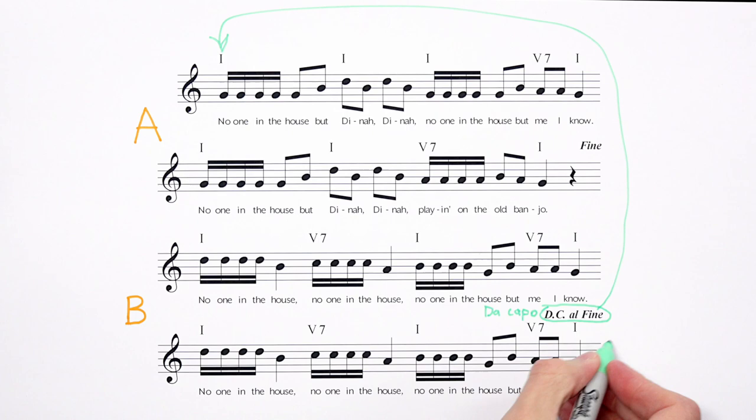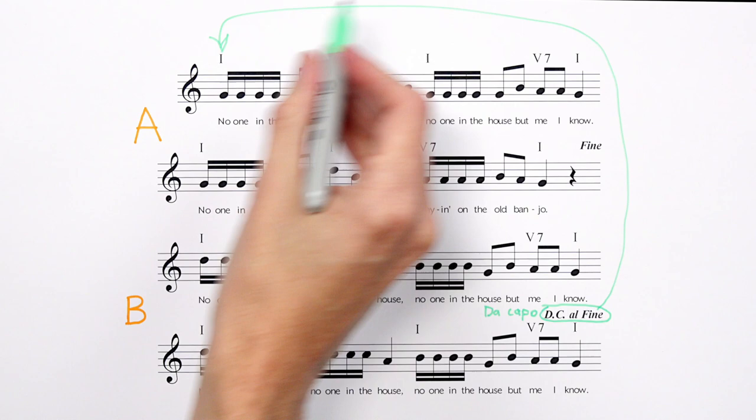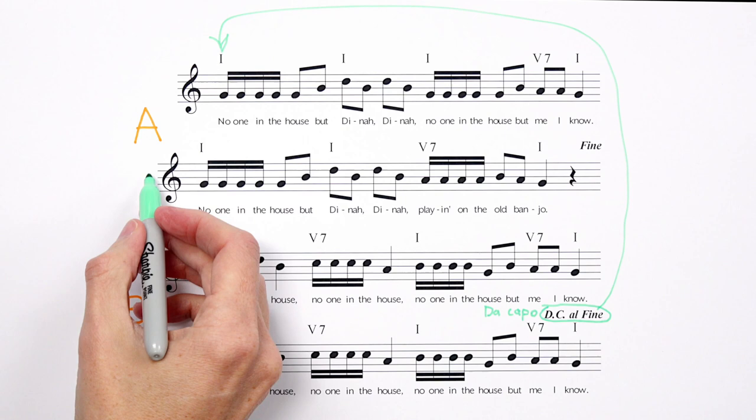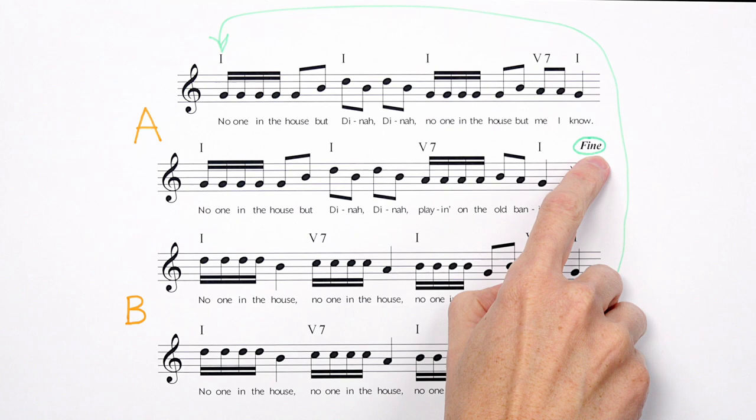When you get there, you teleport back to the start and you play it again. So it's similar to a repeat sign, except the difference is when you get to the fine, it means you stop. So we go back to the start, DC al fine, we play the A section again, and this time when we get to the fine, we're done. Fine means the end. It looks like the word fine in English, but remember, these are Italian words, so we say fine, like the Italians.